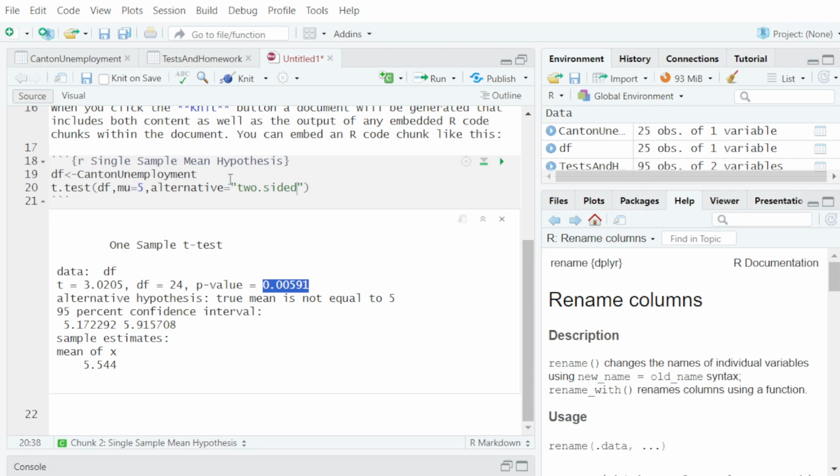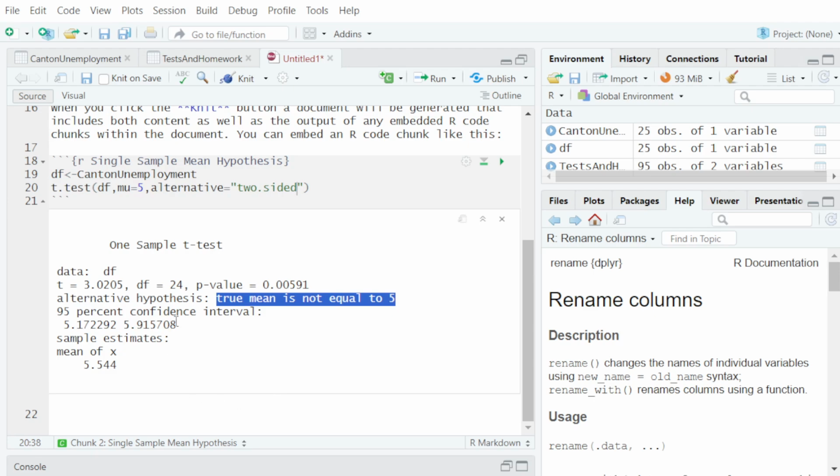Other parts of the output. The alternative hypothesis line is just stating what the alternative hypothesis is. This lets us know whether we're looking at greater than, less than, or a two-sided test. So true mean is not equal to 5, so it's a two-sided test.